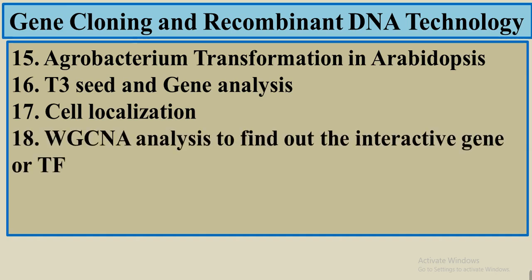Then we have to do the WGCNA analysis to find out what type of interacting genes or transcription factors were involved that have an interaction with our gene of interest, and how we can do further analysis for confirmation, like yeast one-hybrid and yeast two-hybrid, and some other analyses. So all these steps will be included in this series of lectures.